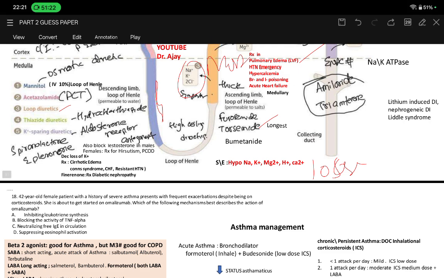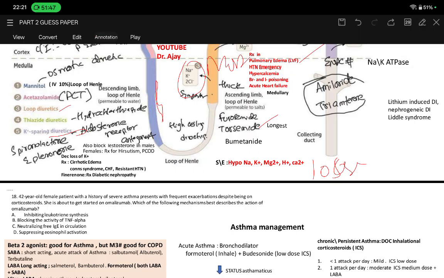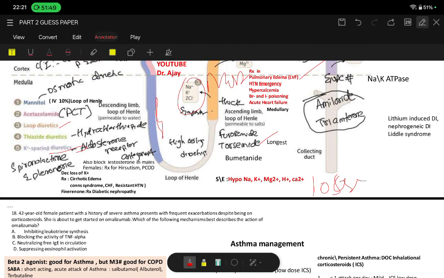But see now, you also have to know the potassium sparing diuretics. All the diuretics will lose the potassium, but potassium sparing diuretics will not lose the potassium. It will cause hyperkalemia. This is very important. The aldosterone receptor antagonists are spironolactone and eplerenone. The ENaC channel blockers are amiloride and triamterone.